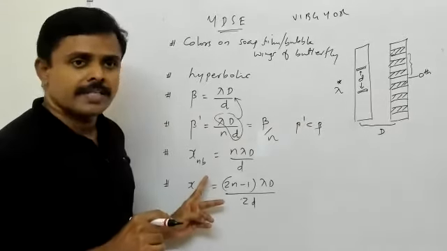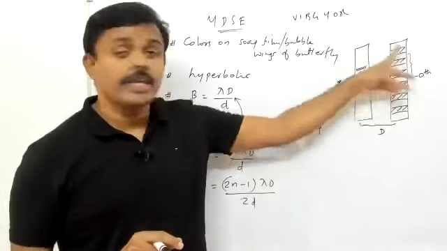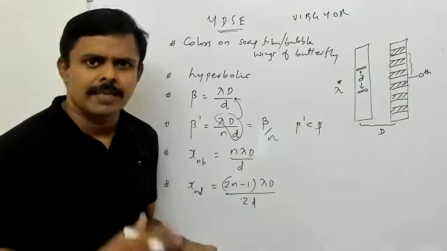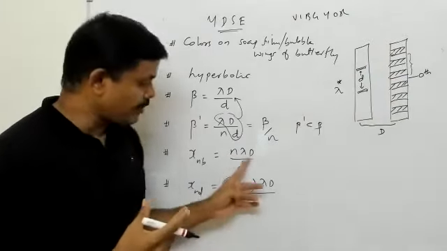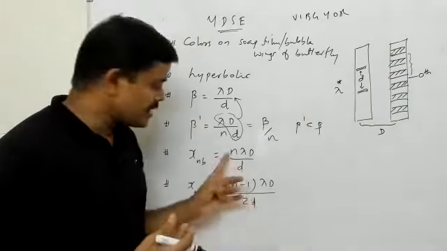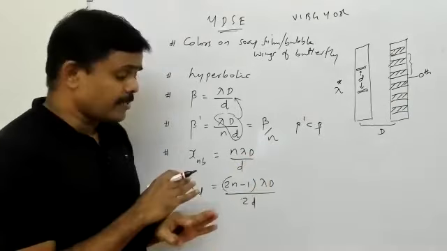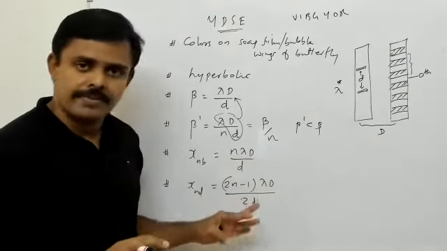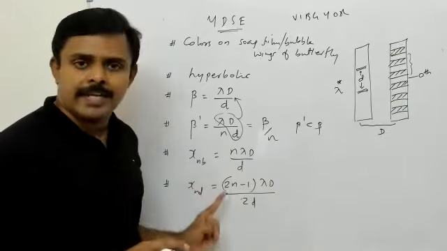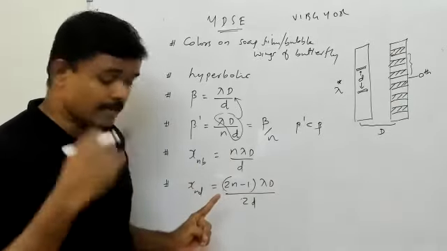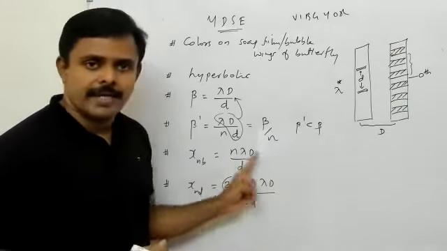Then the distance from the center to the nth bright band. n is a number, it can be the third bright band, so 3 lambda D by d. Seventh bright band, 7 lambda D by d. This is the question that's been asked the highest number of times. Distance to the nth bright band is important for school boards, CBSE boards also. n lambda D by d.